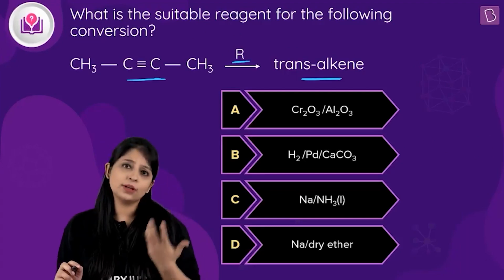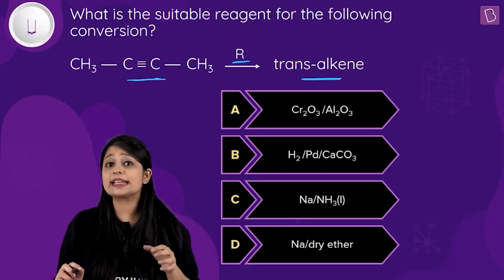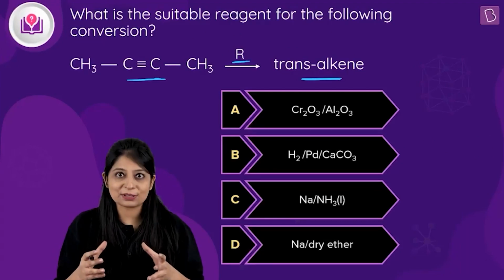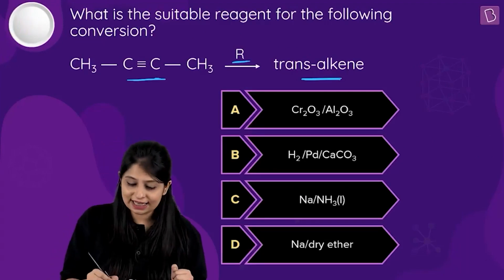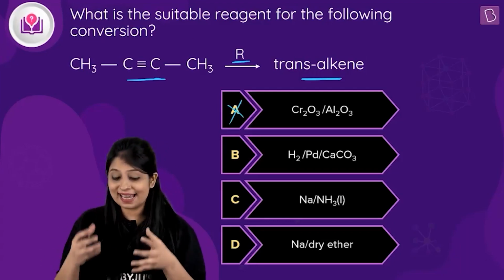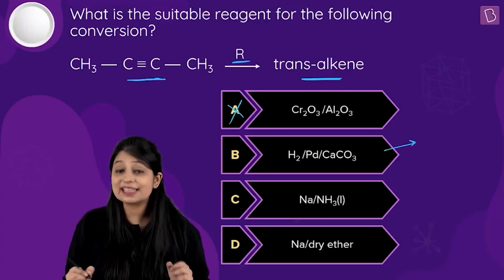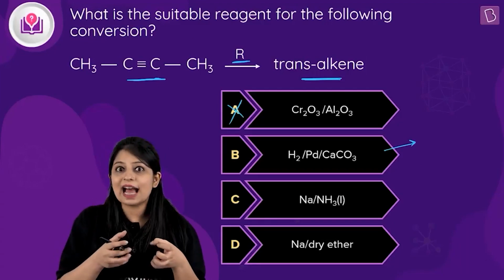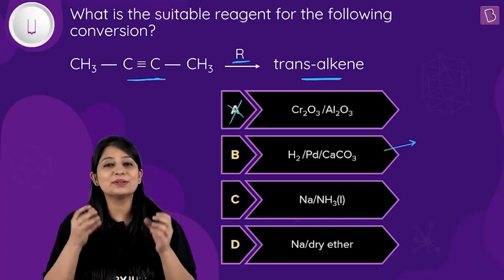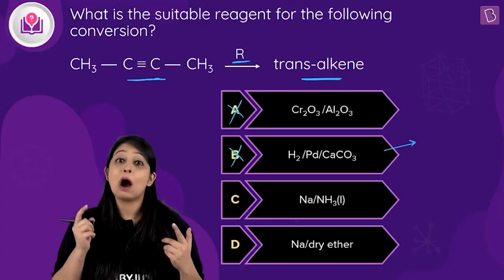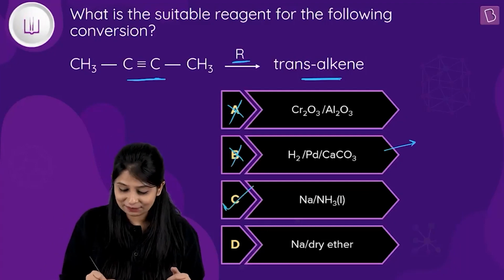Well, first option, we know that it's not correct. Why? Because this reagent is involved in the aromatization reaction of the alkanes, right? So that's why it's not correct. What about option B? Well, this is Lindlar's reagent, which can convert a non-terminal alkyne into what? Into cis-alkene. So yes, even this is not the correct option.